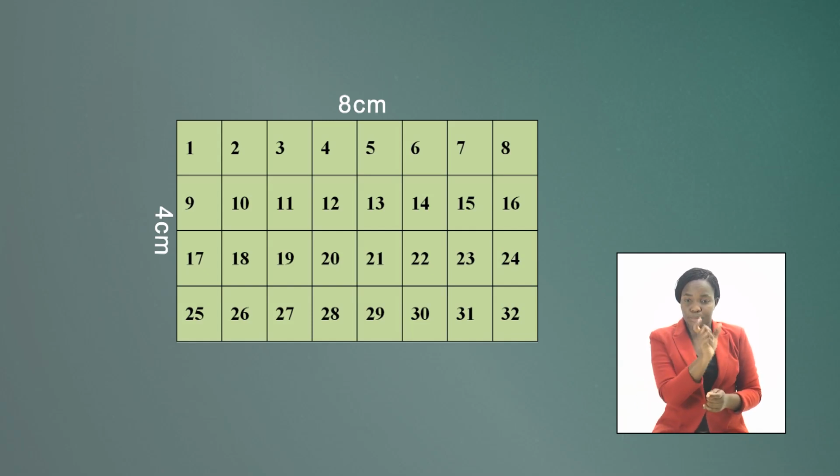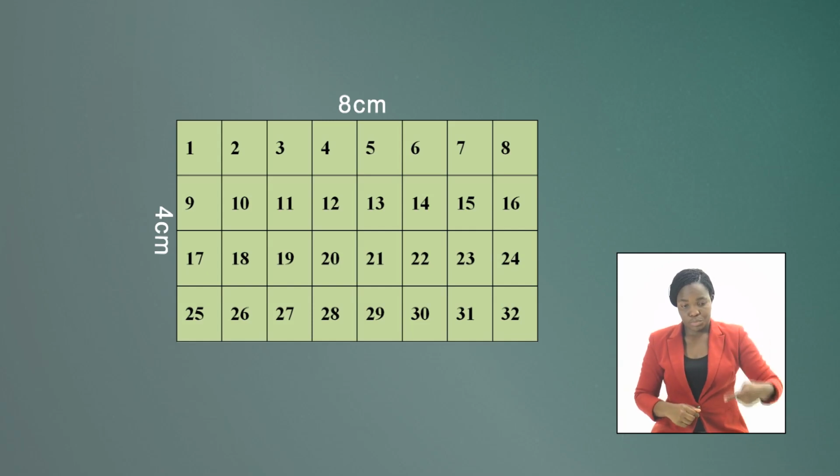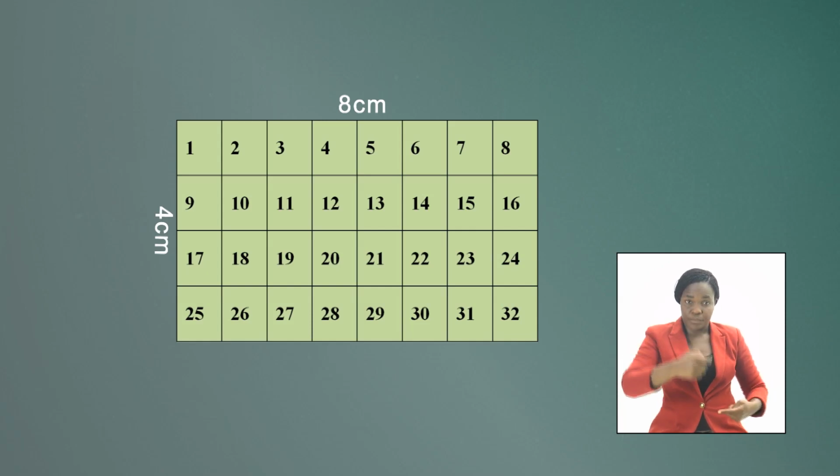Looks good so far. Now the breadth, 4 centimeters. Marking the 4 centimeter in 1 centimeters. Let me just mark the other 2 lines in 1 centimeters. There, I'm done. Good. Now we must find the area of this rectangle.